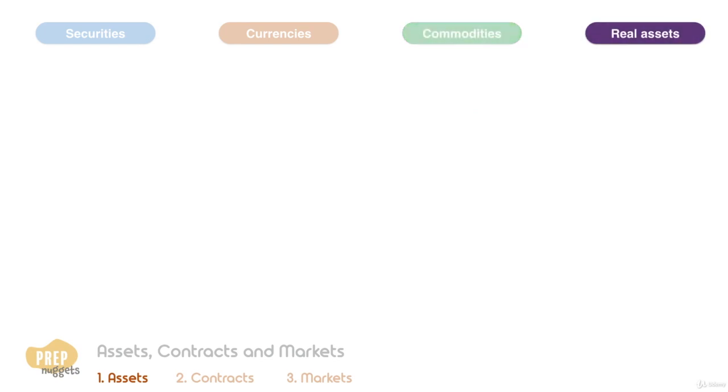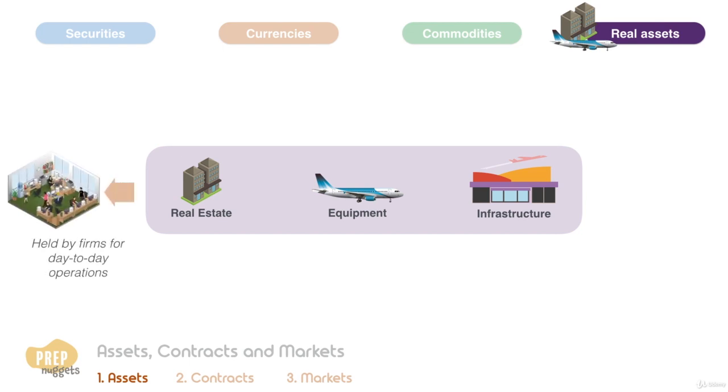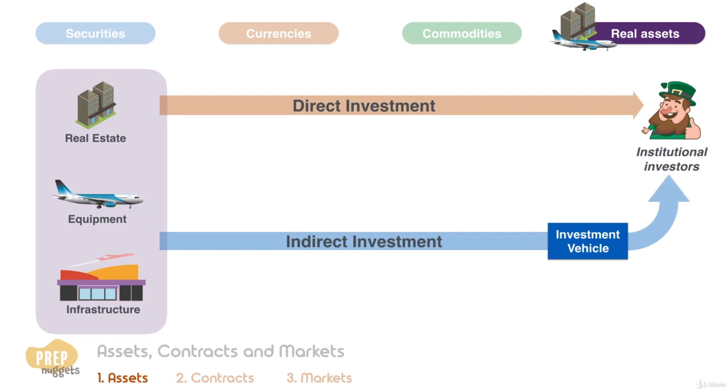And lastly, we have real assets for investments. Common examples of real assets are real estate, equipment, and infrastructure. Although they have been traditionally held by firms for their use in day-to-day operations, real assets are increasingly held by institutional investors. Institutional investors can invest in real assets directly or indirectly through an investment vehicle.